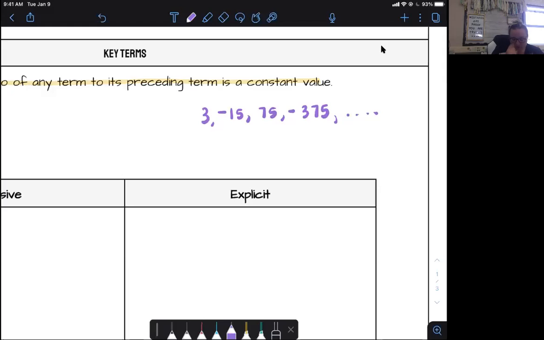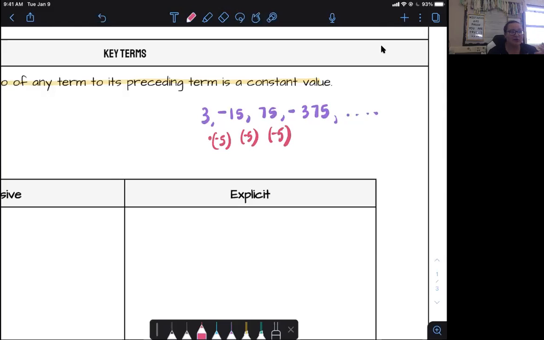So I know that to get 3 to become 15, I would multiply it by 5, right? But if I multiply 3 times 5, I would get a positive 15. Well, what if I multiply 3 by a negative 5? 3 times negative 5 is negative 15. Negative 15 times negative 5 is positive 75. Positive 75 times negative 5 is negative 375.